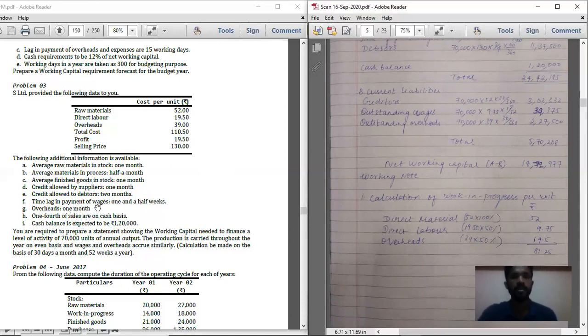Time lag in payment of wages is 1.5 weeks, which means out of 52 weeks, the time lag we are getting is 1.5 weeks. So we should calculate the direct labor outstanding wages. In the calculation column, put 70,000 into how much is the direct labor cost? 19.5. 70,000 into 19.5 into 1.5 divided by 52.